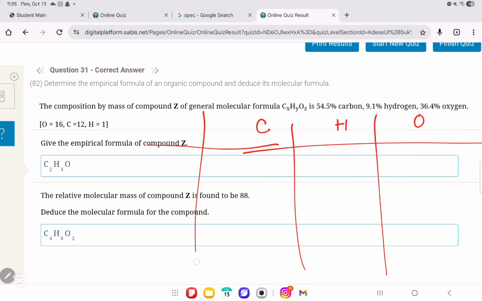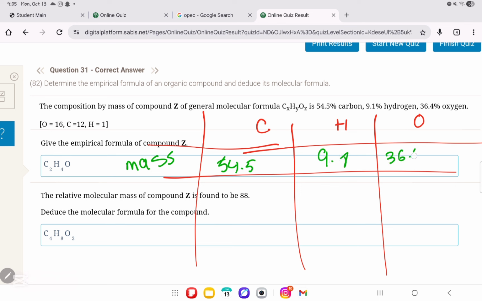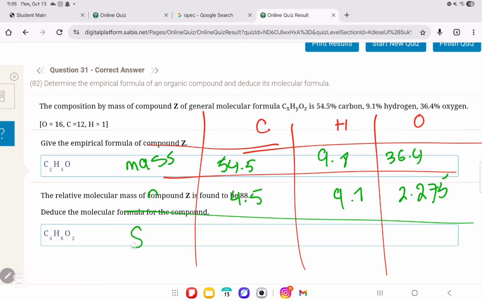I think carbon needs also a bigger space, yeah? So let's take the masses. We said that the total is 100. That means this is 54.5 grams, 9.1 grams, and 36.4. Now to find the number of moles, you do mass over molar mass. So 54.5 divided by 12 is 4.5. 9.1 divided by 1 is 9.1. And then 36.4 divided by 16 is 2.275.